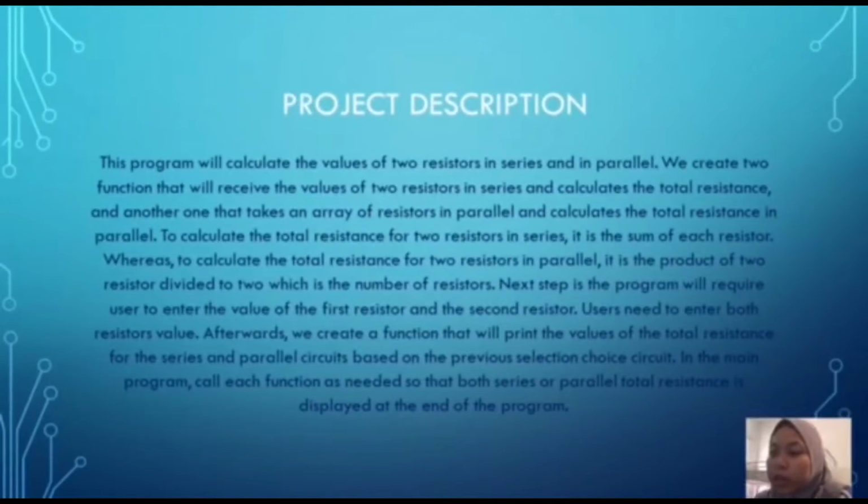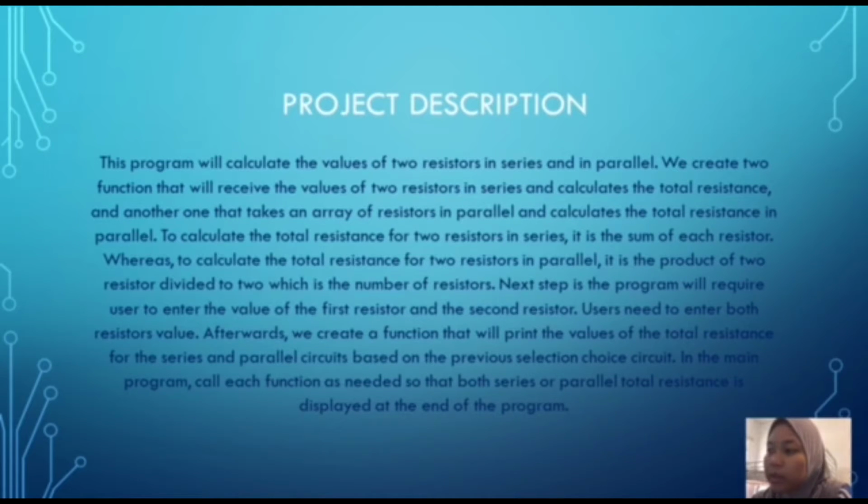The next will be the project description. This program will calculate the values of two resistors in series and parallel. We create two functions: one that will receive the values of two resistors in series and calculate the total resistance, and another one that takes an array of resistors in parallel and calculates the total resistance in parallel. The total resistance of two resistors in series is the sum of each resistor, whereas the total resistance for two resistors in parallel is the product of the two resistors divided by 2, which is the number of resistors that we use.